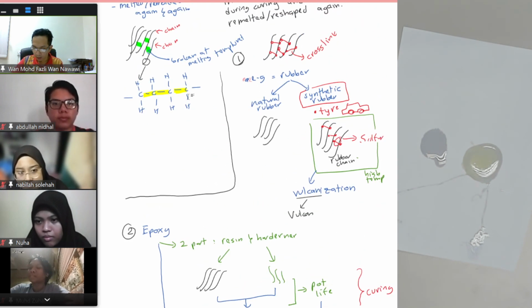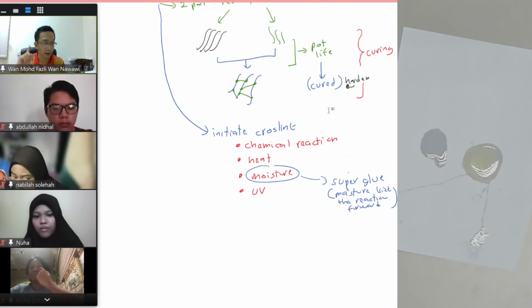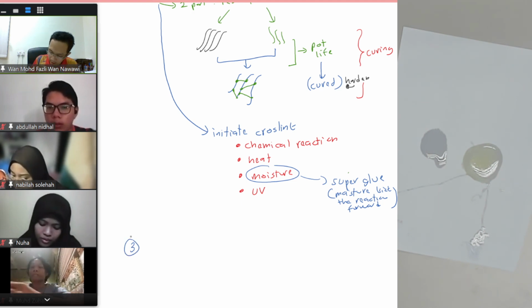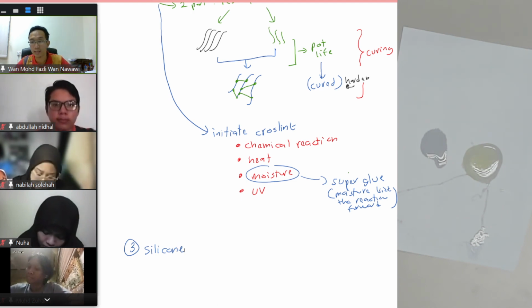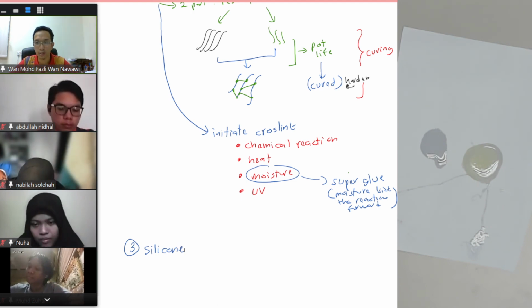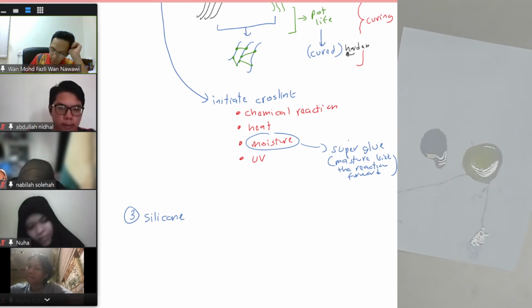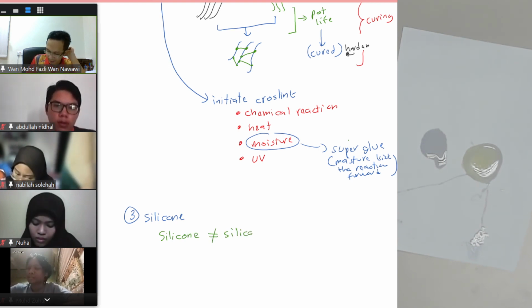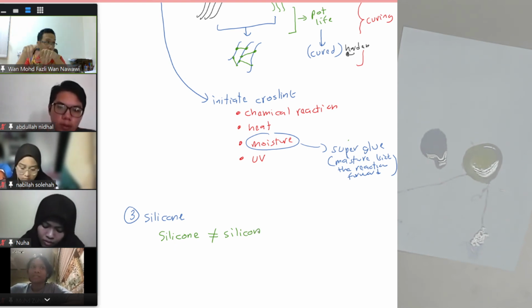Talking about rubber here, sometimes you see something like rubber but not rubber. So let's say I go to number 3. This is also under thermoset: silicone. When I say silicone, it's not the silicon in the periodic table, because you need to differentiate. Silicone with an E is not the same as silicon in your periodic table. The periodic table has silicon, right?